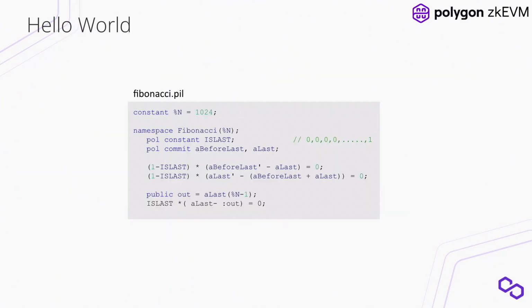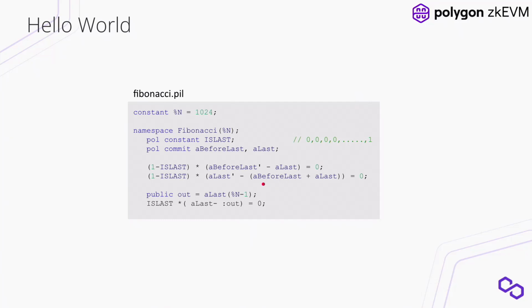How do we write that in PIL? This would be the simplest way of writing PIL. Here we start with this line of code, where we define the two state variables. In this case, these are two polynomials, before last and last. And here are the relationships. Actually, you just take this part here. We say that this minus this must be equal to zero, so that means that this must be equal to this. And this minus this is equal to zero.